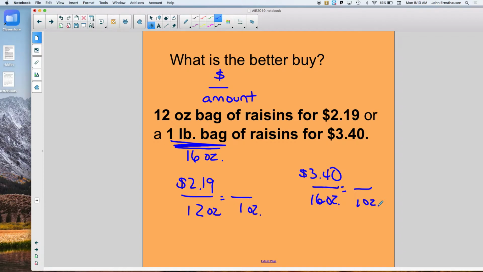The better buy is the cheaper one. Show if you want to. The better buy is the cheaper one.